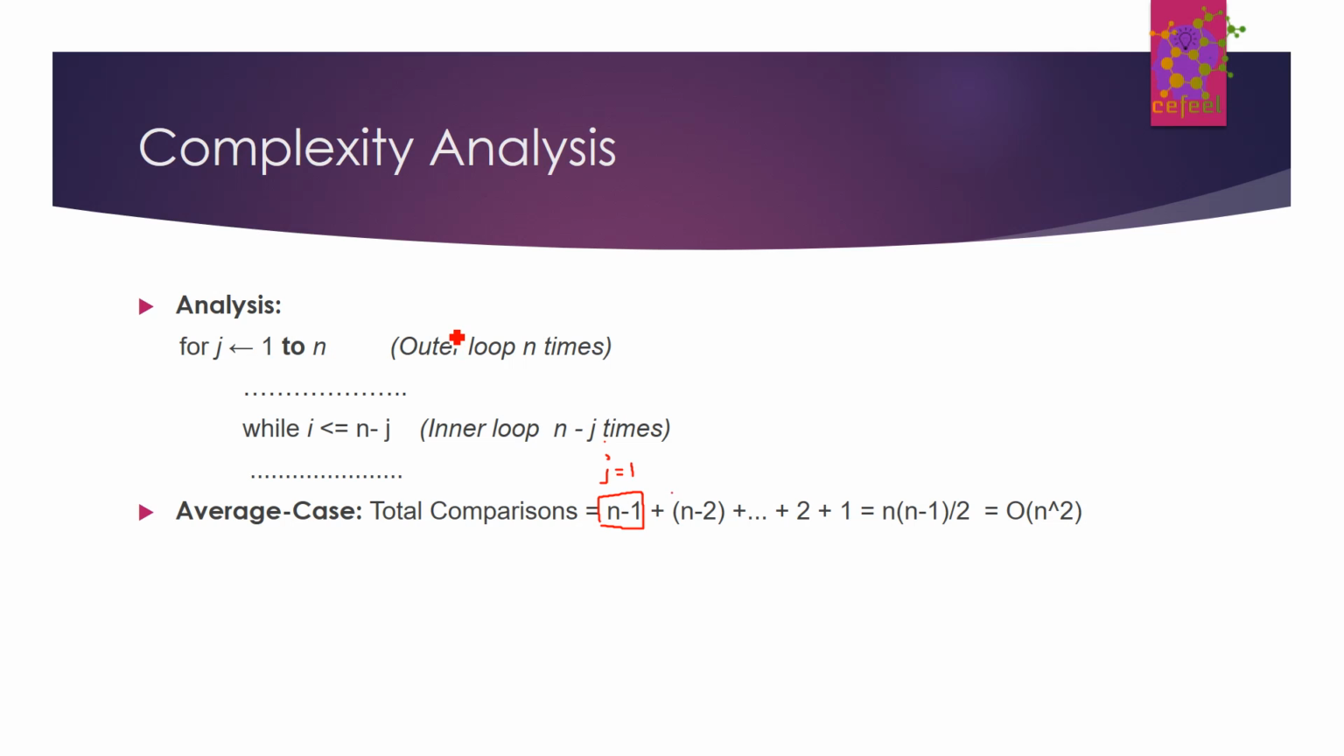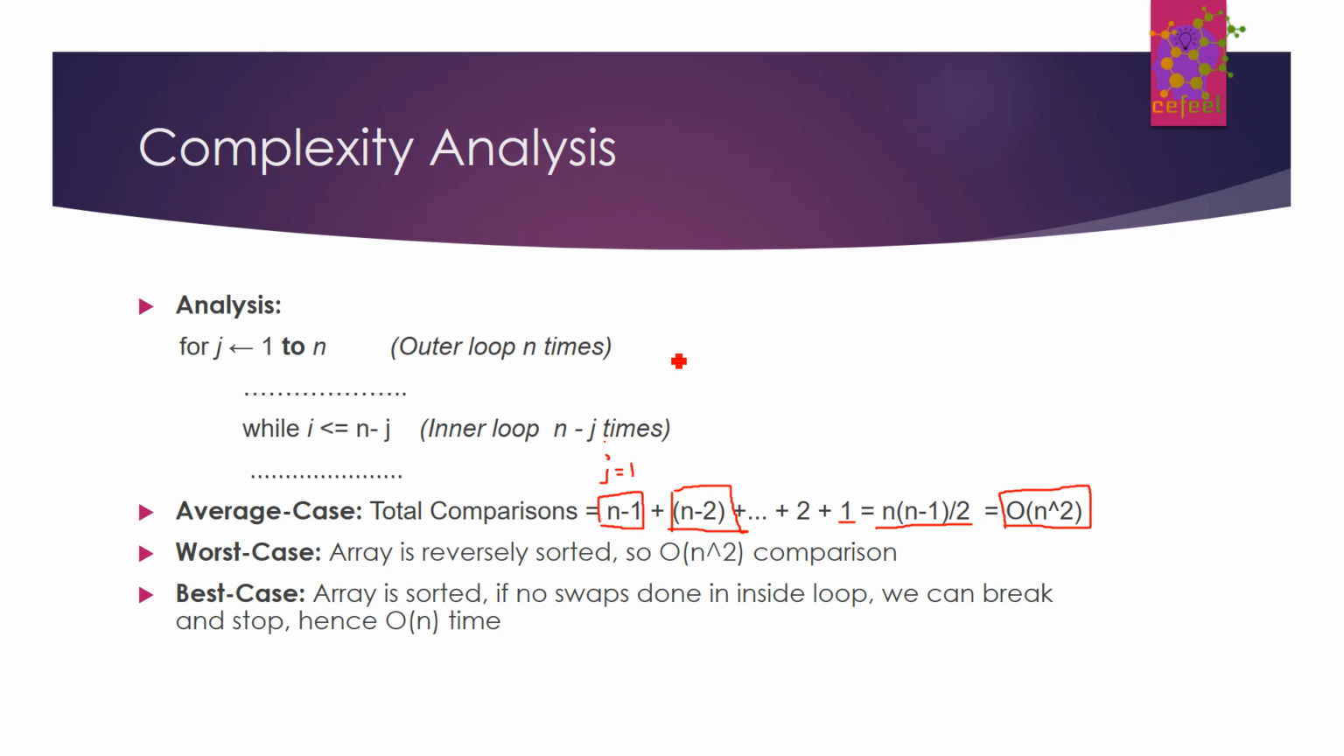Similarly, when j equals 2, we compare one less element, which is n minus 2. In the example where we had 9 elements, in the first j iteration we compared 8 elements, in the second we compared 7, in the third we compared 6, and so on. So when we have n elements, we'll have n minus 1, n minus 2, and so on till 1, which means the total number of comparisons is n into n minus 1 by 2, which is nothing but order n square. So that is the average case complexity.